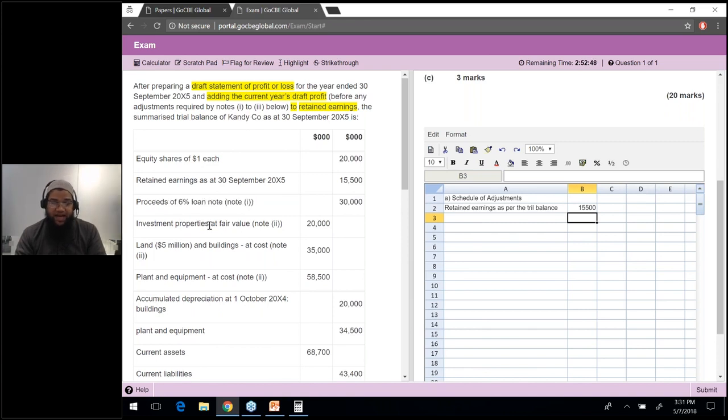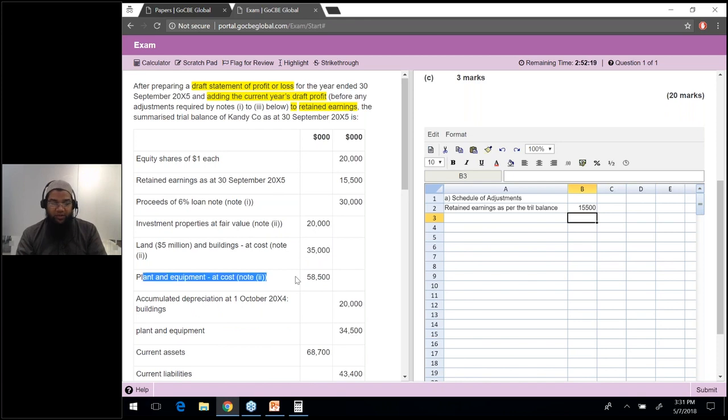Investment properties at fair value. Investment properties means IAS 40. And the investment property has two models, the cost model and the fair value model. So this investment property is being measured at fair value, means the fair value model. And then we have a land of 5 million and building at cost. The total is 35,000, which means 5,005,000 relates to the land and the remaining 30,000 relates to the building.